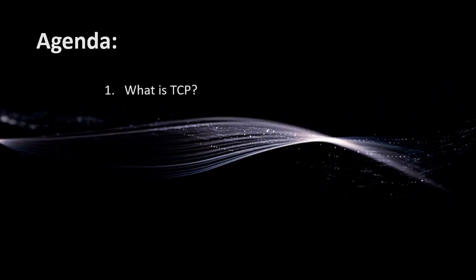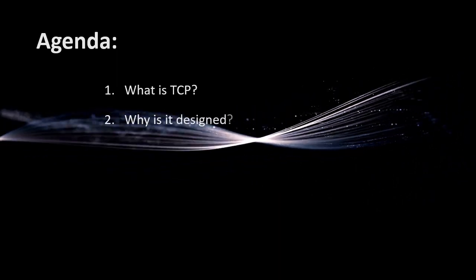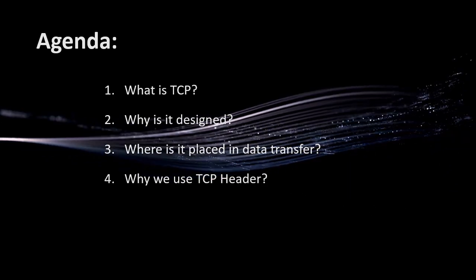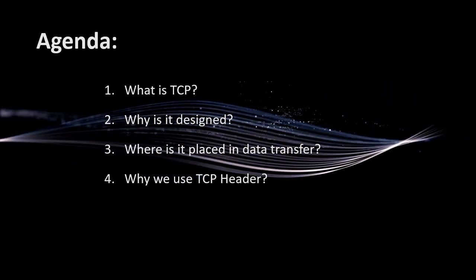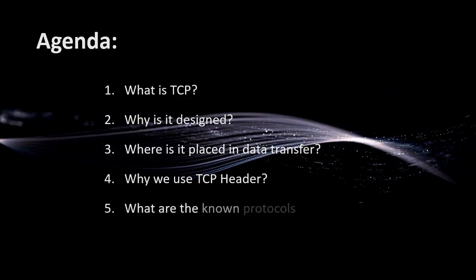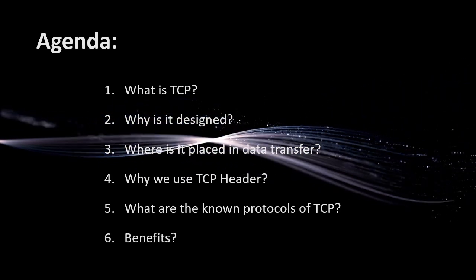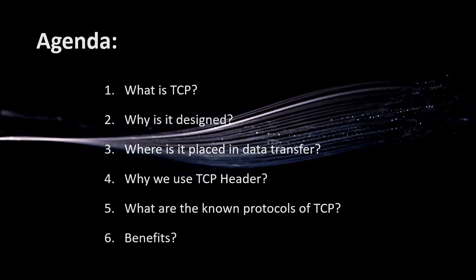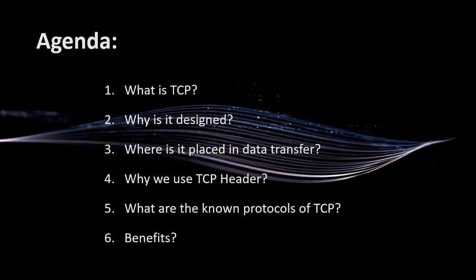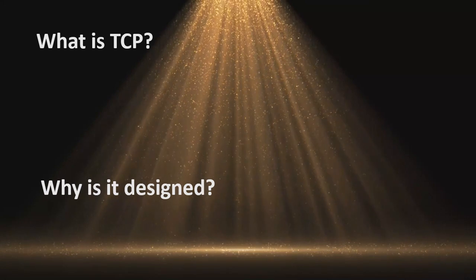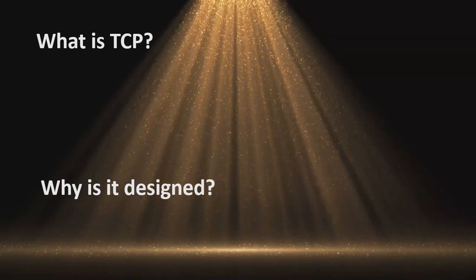This is the basic agenda of the TCP. So, what is TCP and why it is designed, where it is placed in data transfer, what is the use of the TCP header, what are the known protocols that have been used, and last but not least, what are the benefits of it. The first thing we are going to discuss is what TCP is, and the second is why it is designed.